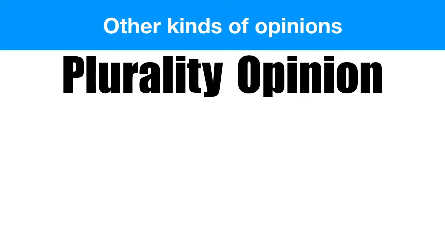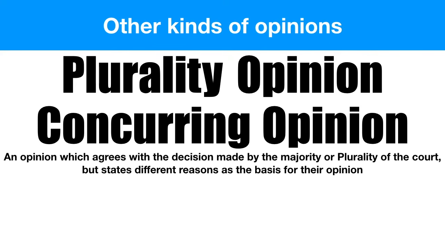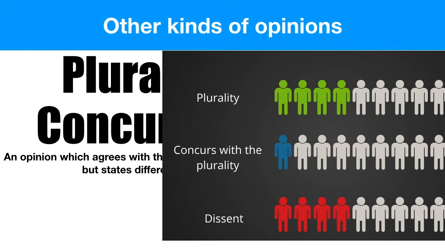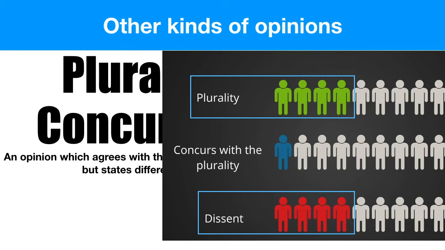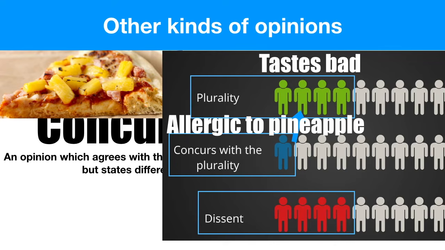Now, the other kind of opinion is a concurring opinion. And this happens when we agree with the majority opinion, but for different reasons. And this chart explains it pretty well. Now, we just went over plurality, and that's Team Green at the top. And we have our dissenters, that's Team Red on the bottom. They disagree with the plurality. And then we have the guy in the middle, who concurs with the plurality, meaning he agrees with the plurality, or Team Green, but for an entirely different reason.